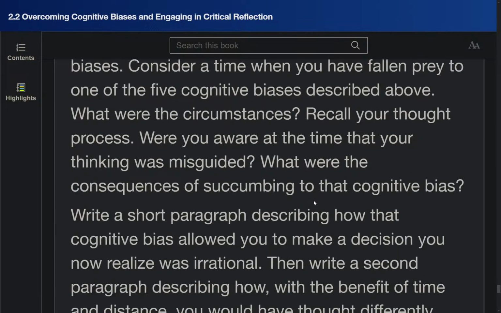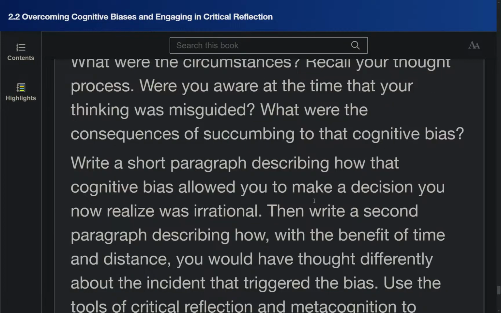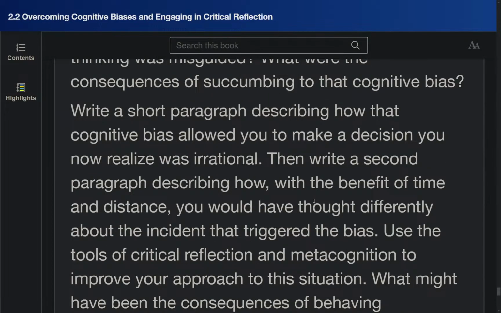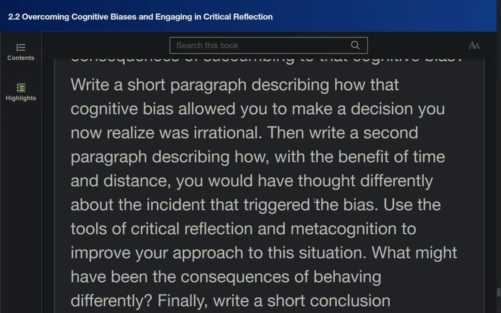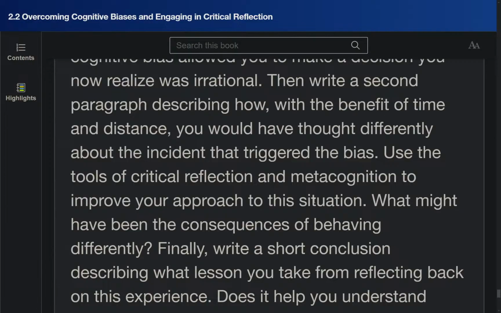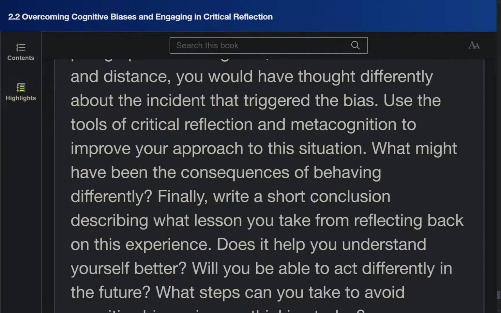Write a short paragraph describing how that cognitive bias allowed you to make a decision you now realize was irrational. Then write a second paragraph describing how, with the benefit of time and distance, you would have thought differently about the incidents that triggered the bias. Use the tools of critical reflection and metacognition to improve your approach to the situation. What might have been the consequence of behaving differently?